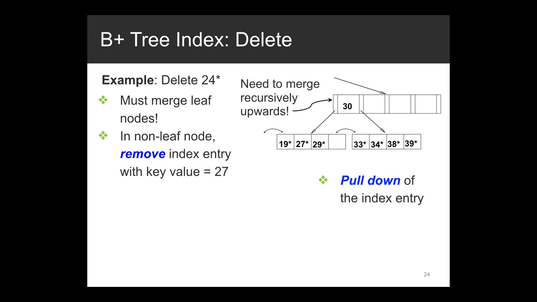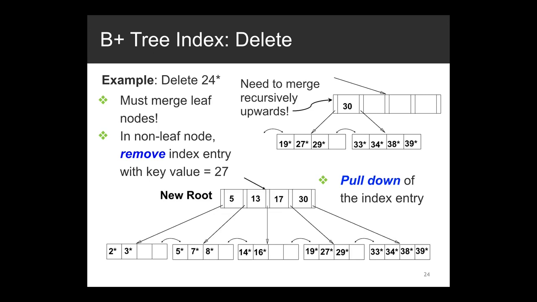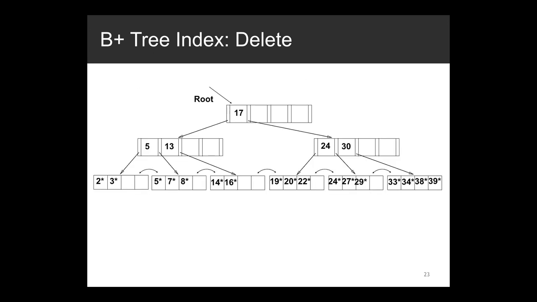To do so, you have to do something called the pull down of the index entry from the parent. So here, if you see the state of the parent is 17 over here, 5 and 13 over here, and then after these 2 merge, this entry goes away and then you have only 30. Okay, so then what you do for pull down is you take the entry from the root, and then you pull it down, and then you fuse all 3 of these into a single node.